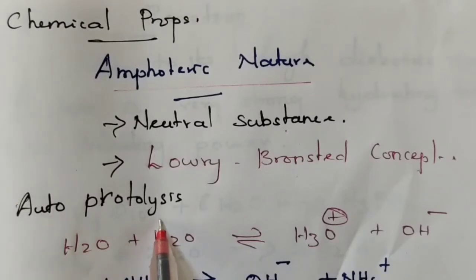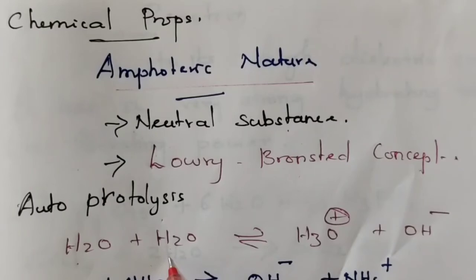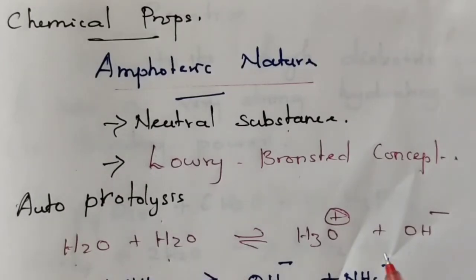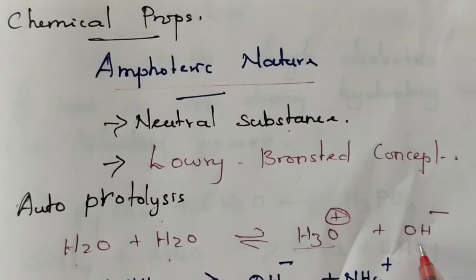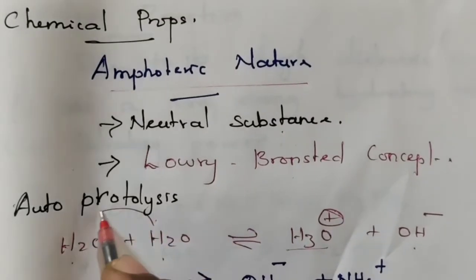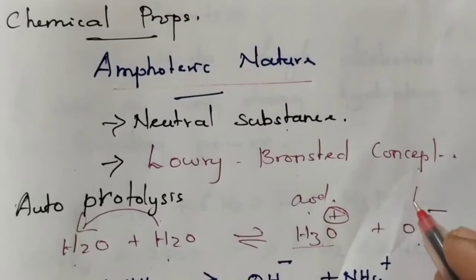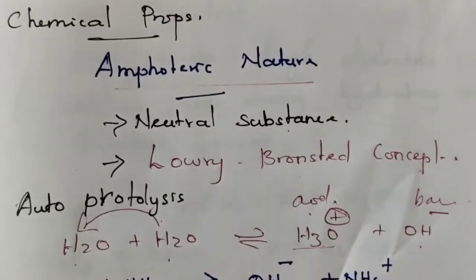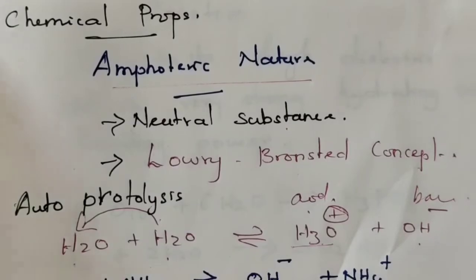When we add water into water, what happens? It undergoes self ionization forming H3O+ and OH-. From here one H+ moves here and becomes an acid. This is the acid, this is the base. So water consists of both acid and base units.